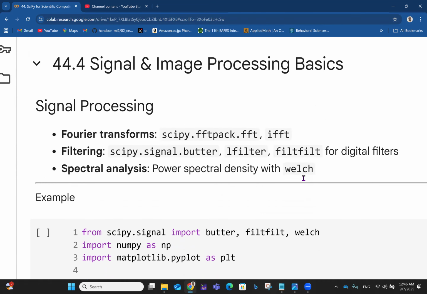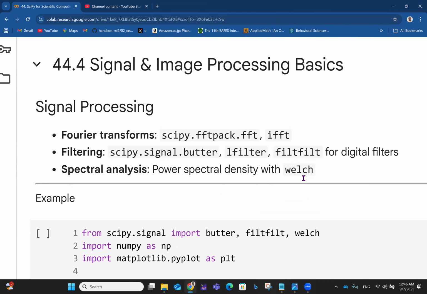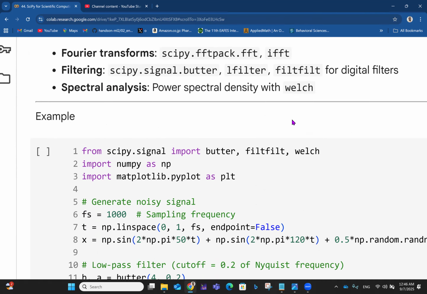Then you can use SciPy for signal and image processing basics. We use this a lot under the spectral analysis playlist. So for signal processing, like Fourier transform, you have things like scipy.fft, fft, IFFT. Then for filtering, you filter signals of unnecessary frequencies. So you have scipy.signal.butter, and lfilter for digital filters. And you have spectral analysis, which that playlist was about. So you have power spectral density with Welch. So SciPy does all of this.